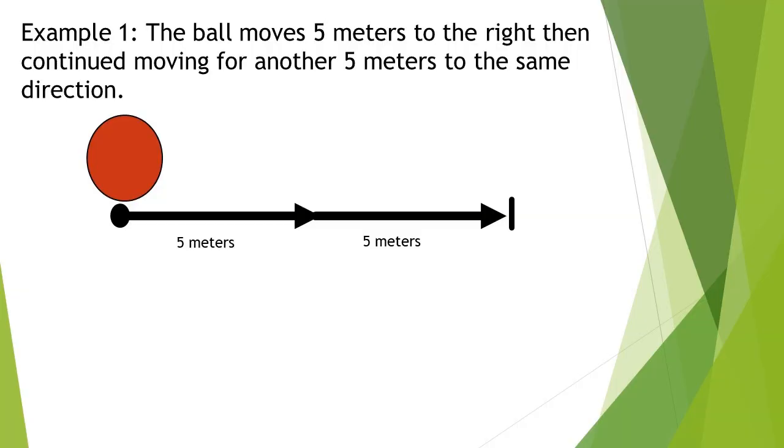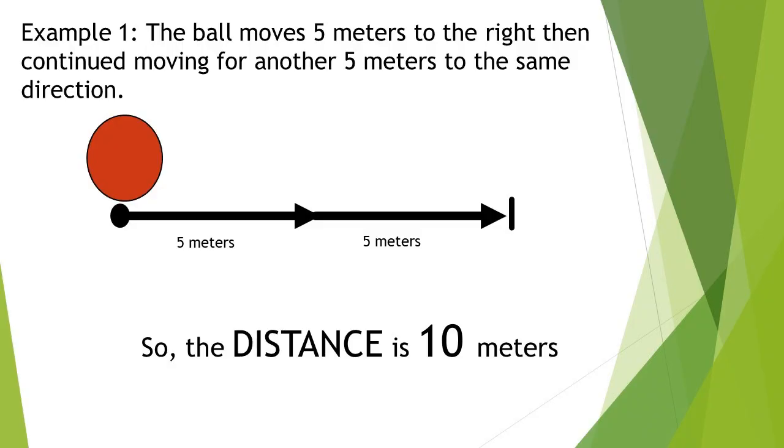Okay, I hope you are getting it. Next example. How about if this ball moves 5 meters to the right and continues moving for another 5 meters to the same direction? So, from this point, it moves 5 meters and another 5 meters. What do you think is the distance? Again, we said that distance is the length of the entire path traveled by an object. So the entire path is 5 meters and another 5 meters. And that is equal to 10 meters. That is the distance covered by this ball.